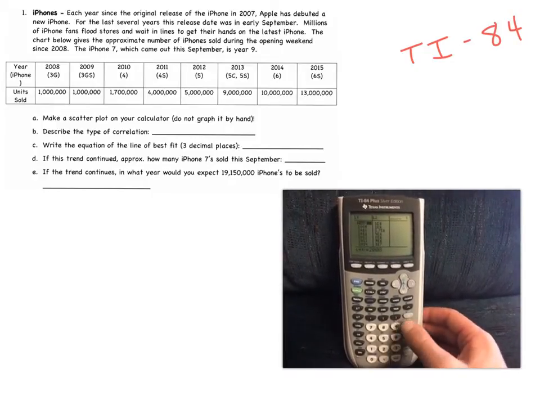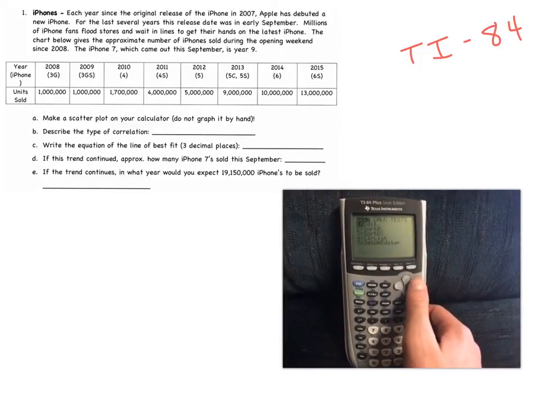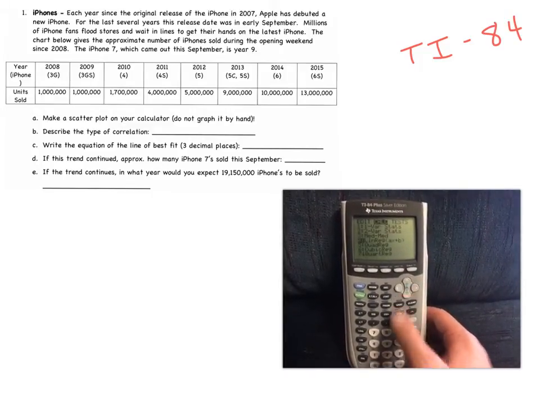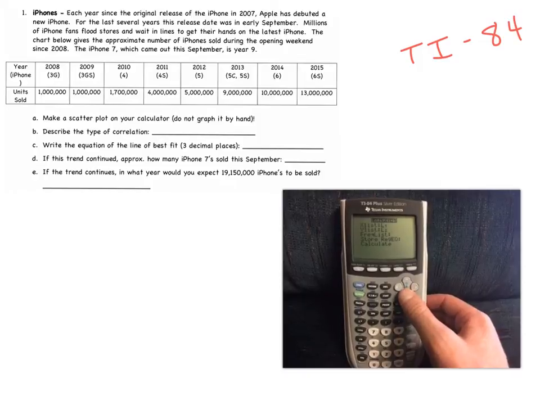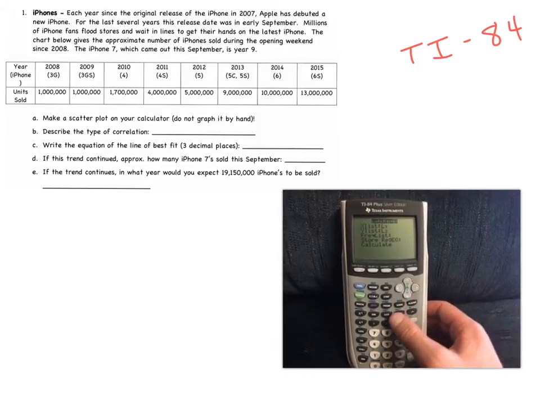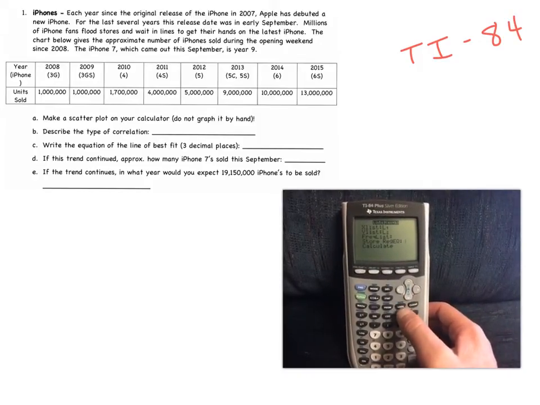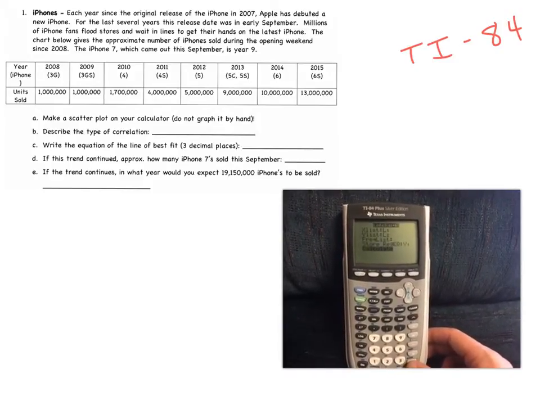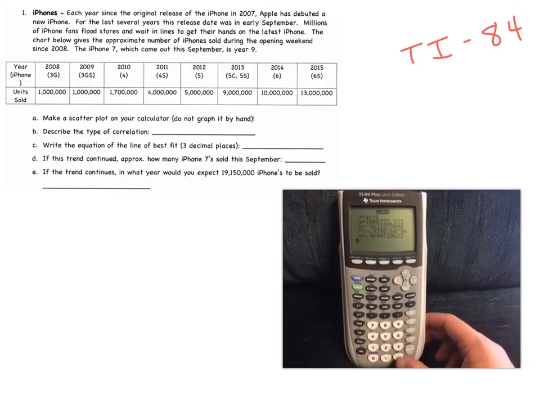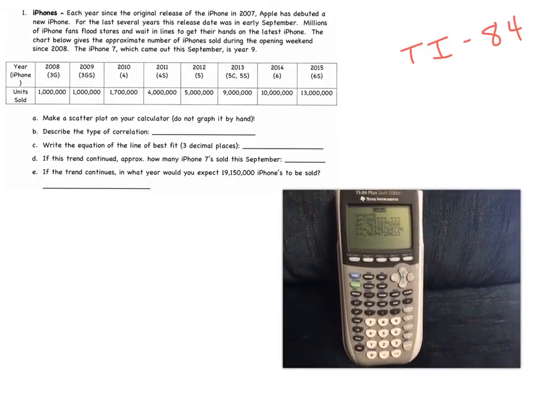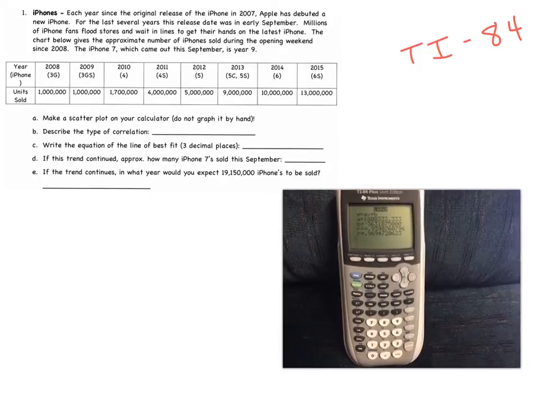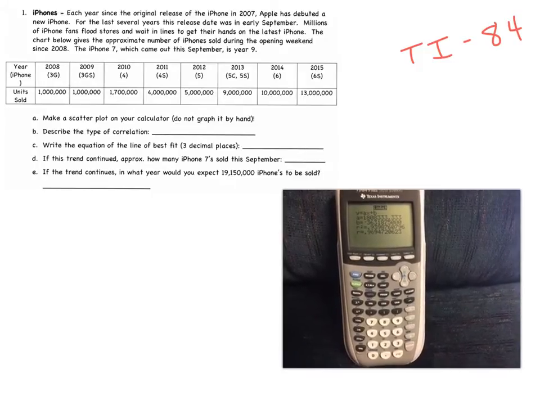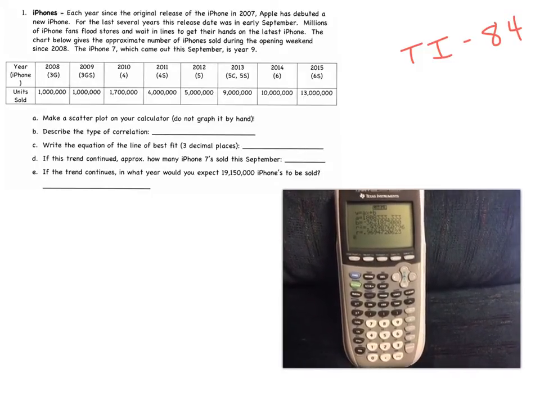I want to describe the correlation, so I'm going to go stat, over to calc, down to number 4. On this screen, the only thing you have to do is put a Y1 next to store. So to do that, you hit vars, over to the right to Y-vars, function, Y1, and go down and hit calculate. This screen tells us that since our R value is 0.969, that is a strong positive. So our first answer for part B is strong positive.